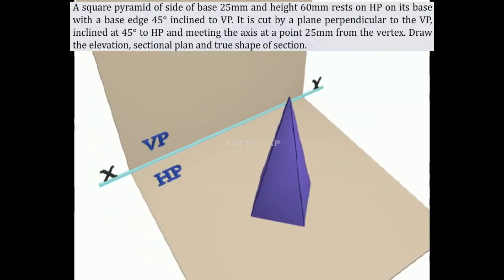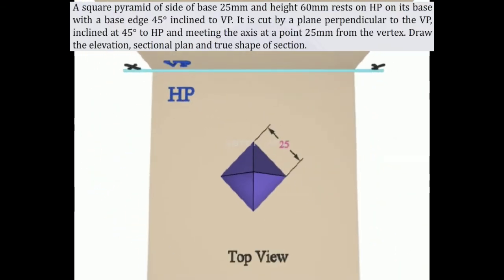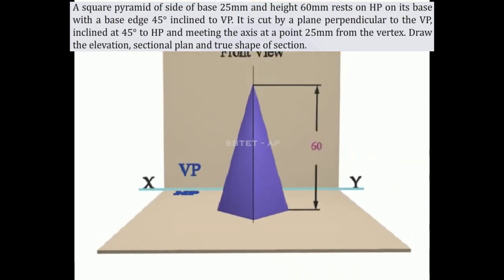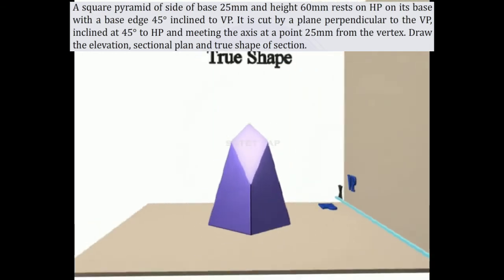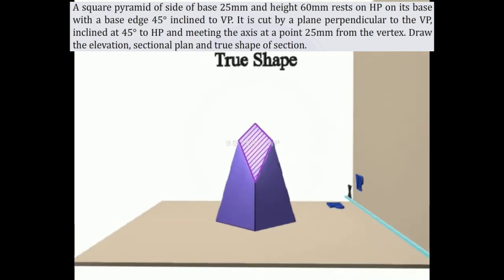In this problem, a square pyramid of base side 25 mm and axis height 60 mm is resting on HP on its base such that a base edge is inclined at 45 degrees to the VP. It is cut by a section plane which is perpendicular to the vertical plane, inclined at 45 degrees to the horizontal plane and meeting the axis at a point 25 mm from the vertex. We need to draw the elevation, sectional plan and true shape of section.